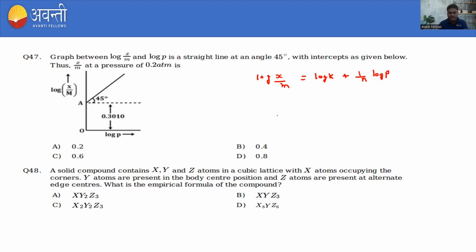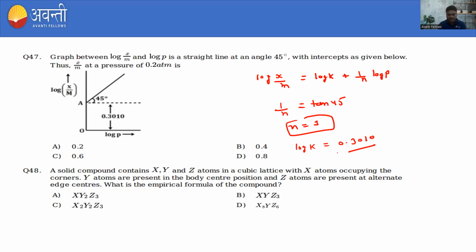So here we can calculate the value of 1/n, which acts as the slope here. So 1/n is equal to 1, so n is equal to 1. So you'll get the value of n, which is equal to 1. Now what is log k? So log k is equal to 0.3010. That is log 2. The value is already given. So this is known as log k.